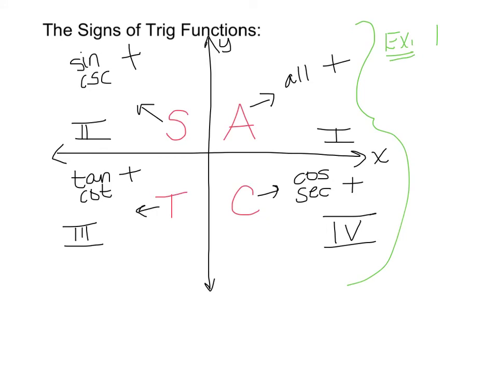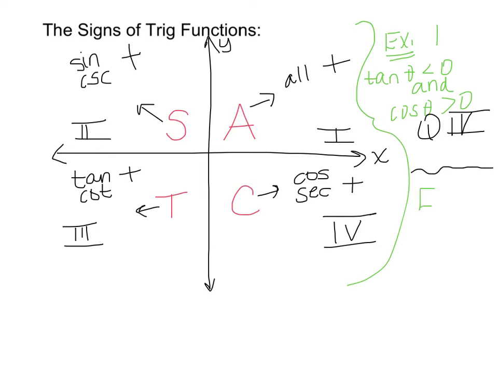If I say, name the quadrant where tangent of theta is negative, that means it's less than 0, and cosine of theta is positive. So you look over here: tangent is negative and cosine is positive. The only quadrant that meets both of those conditions is quadrant 4. Okay? All right, you try this one.